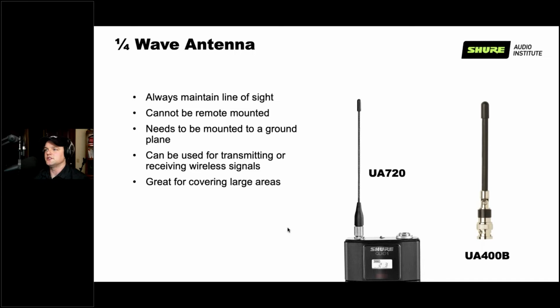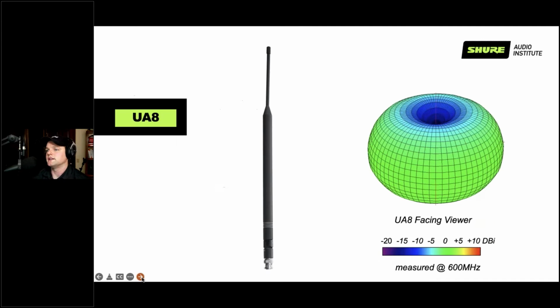And just like any of our passive antennas, they can be used for transmitters or receivers. And you can see our QLXD system comes with a removable quarter wave that mounts directly to the transmitter. And the UA400B you see there is what is included with a lot of our wireless systems. And they work really well as long as you follow these guidelines. Okay, let's keep going here.